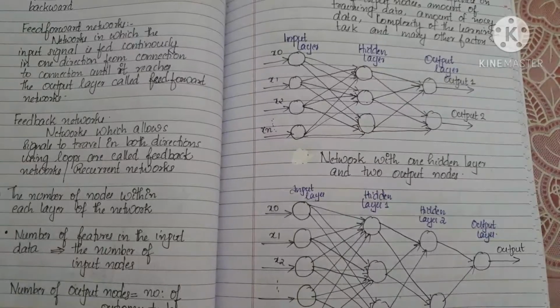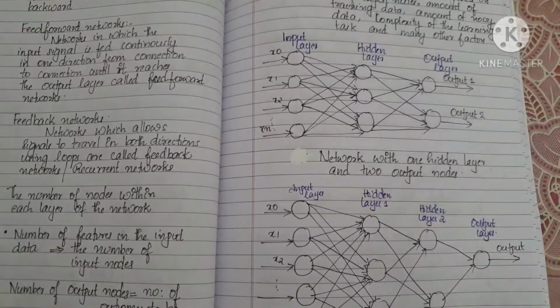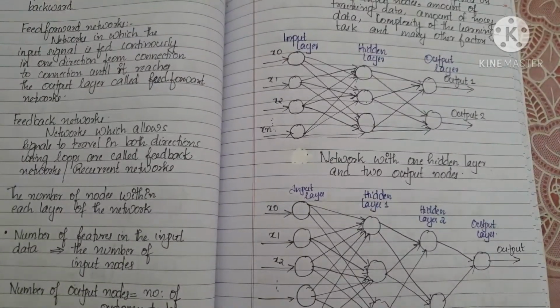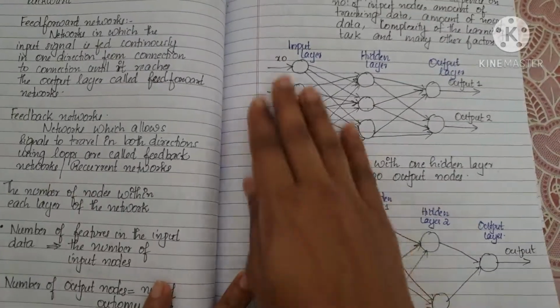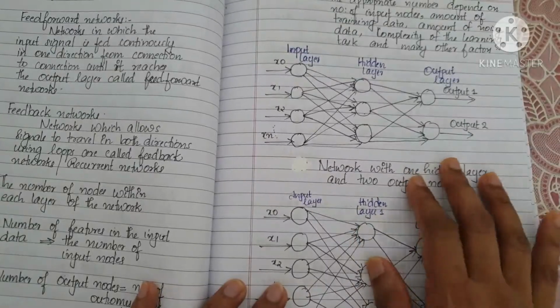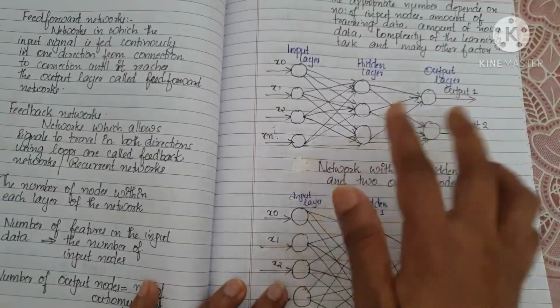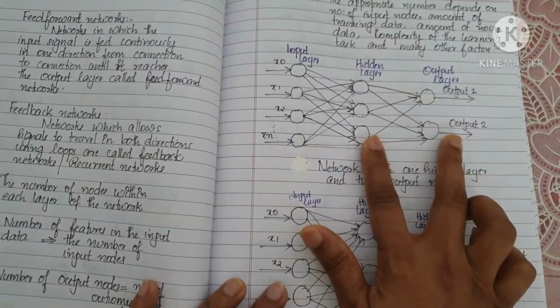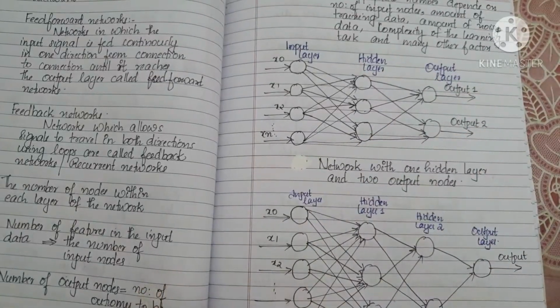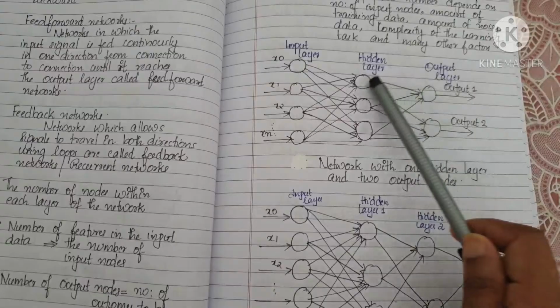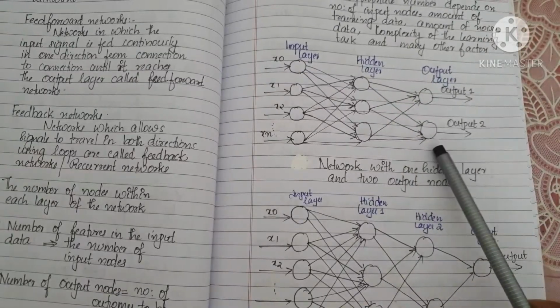Hi all, in this video lecture we are going to cover the backpropagation algorithm. Before that, you have to analyze this figure. It's a two-layer neural network. Why is it called a two-layer neural network? Because it consists of one hidden layer and one output layer.